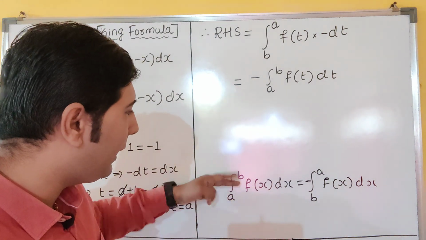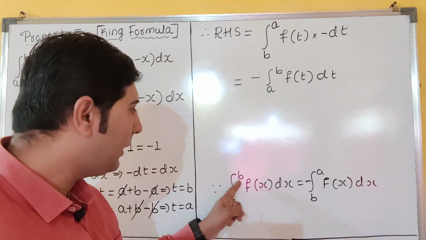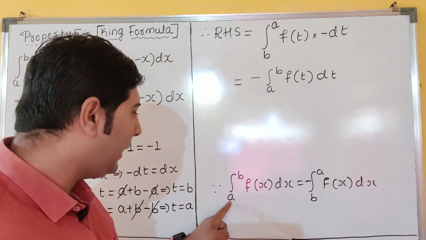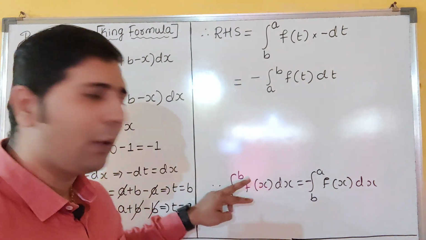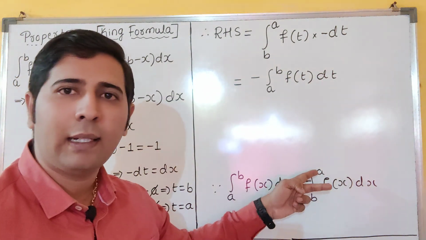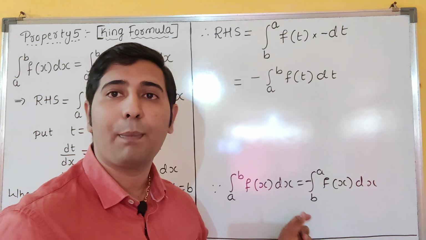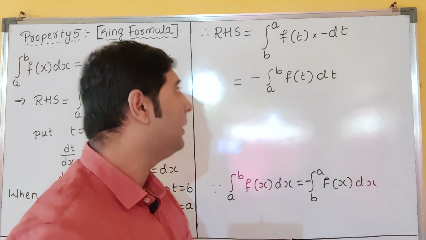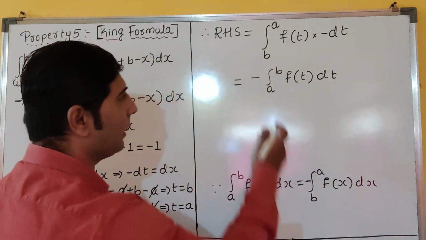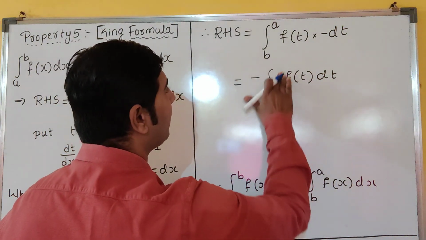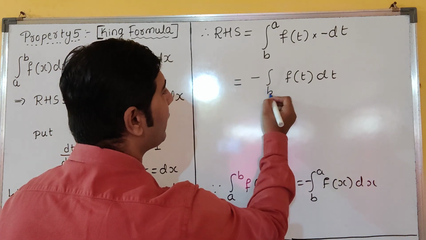A to b, if you interchange the intervals, can you see? In b place a has gone, in a place b has come. You are interchanging the intervals here. If you interchange, the sign will change, minus. This is property number 2, dear students. So now here also I will change. What I will change? This is what? B to a, dear students.